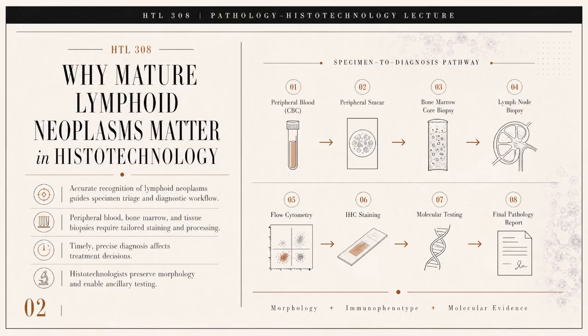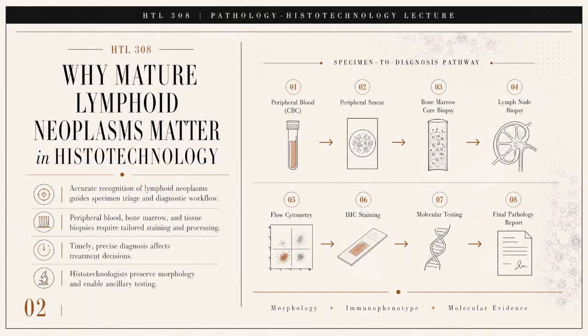Proper fixation and decalcification protocols are critical here to preserve marrow architecture and antigenicity for downstream immunohistochemistry and molecular testing. When dealing with lymph node or extranodal tissue biopsies, the preservation of tissue architecture is paramount. Many lymphomas require evaluation of nodal architecture, follicular patterns, and the relationship between neoplastic cells and the microenvironment. Overfixation or harsh decalcification can compromise antigen preservation, negatively impacting immunohistochemical staining quality.